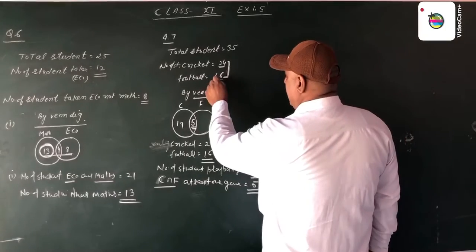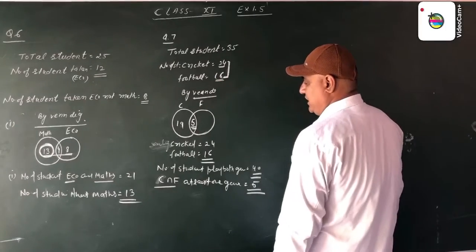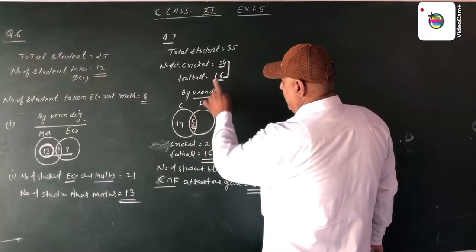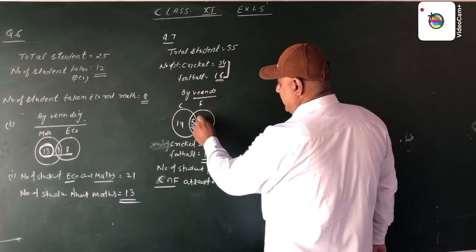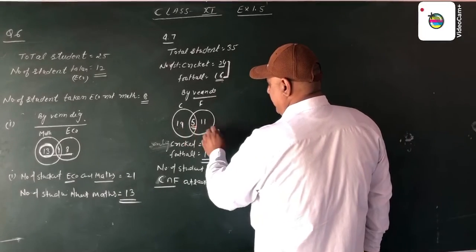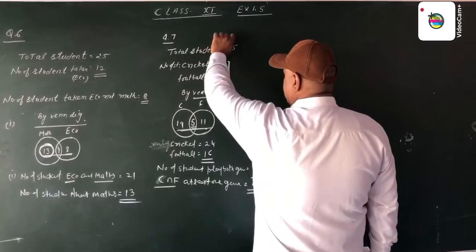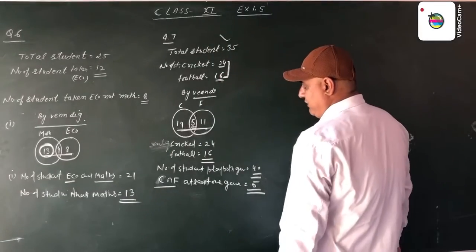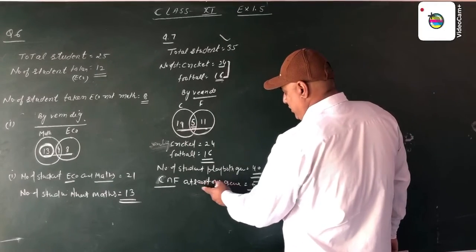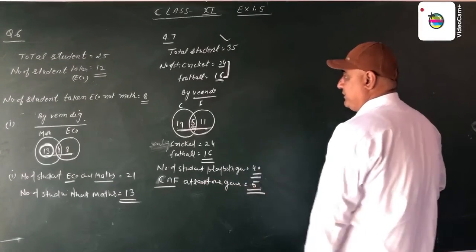Now the total number of students for football is 16. We include these 5, which are common in both games. For the total of 16, so then including it is 11. Now we count these students, 35. This is equal to the total student count of 35. So now the number of students who play both games is 5.